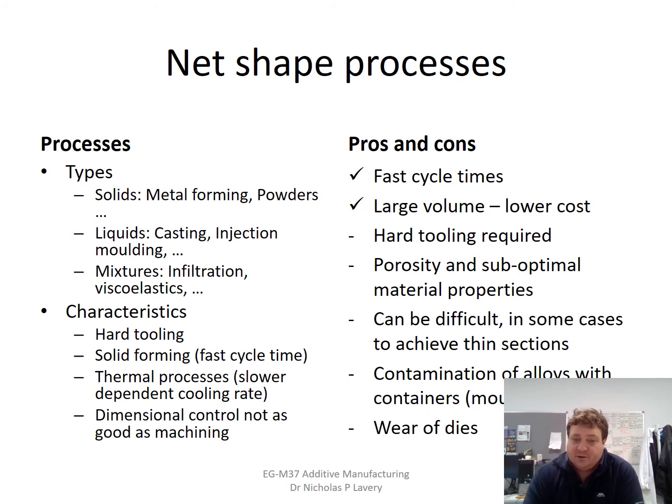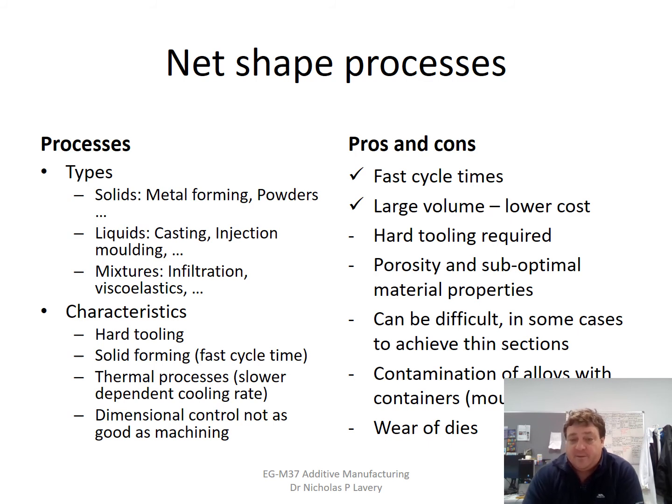Cons: sometimes on the negative side, with things like high pressure die casting, or die casting generally, you need very hard tooling. You often need cooling within the tooling. Because you're going through a liquid phase with some of these, or powder-based methods with semi-sintering, you end up with porosity. So sometimes the material properties of what you're making are not as good as they might be through other processes.